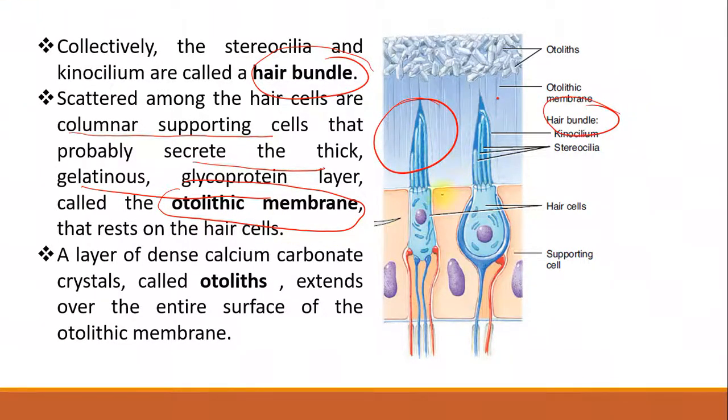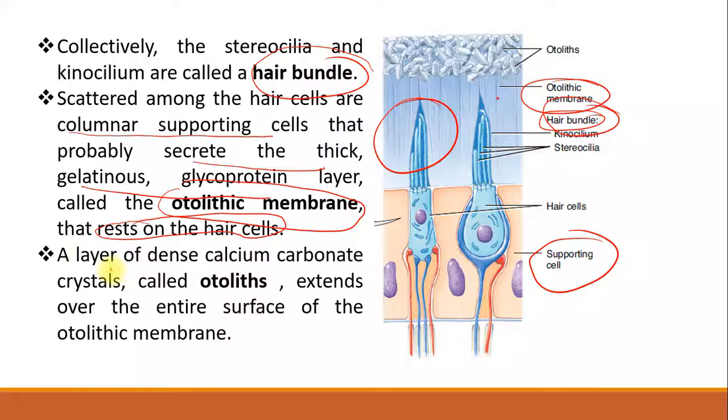Okay, so what is this otolithic membrane? It is the thick gelatinous glycoprotein layer, and it is secreted by the supporting cells which are present in between the hair cells. This otolithic membrane rests on the hair cells. You can see this otolithic membrane rests on these hair bundles.